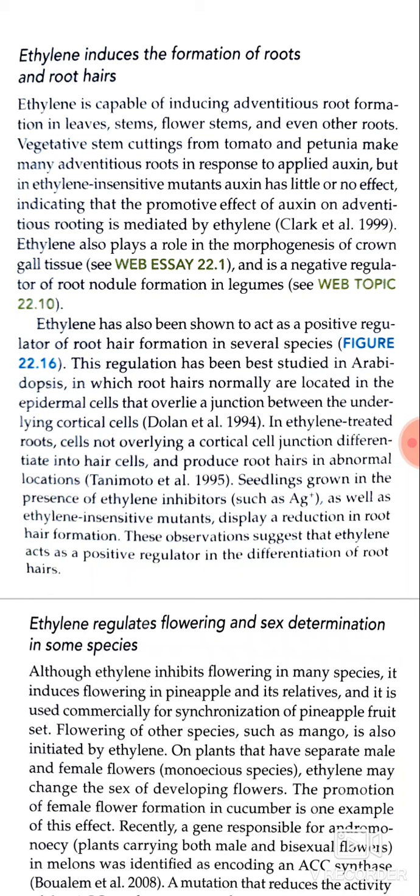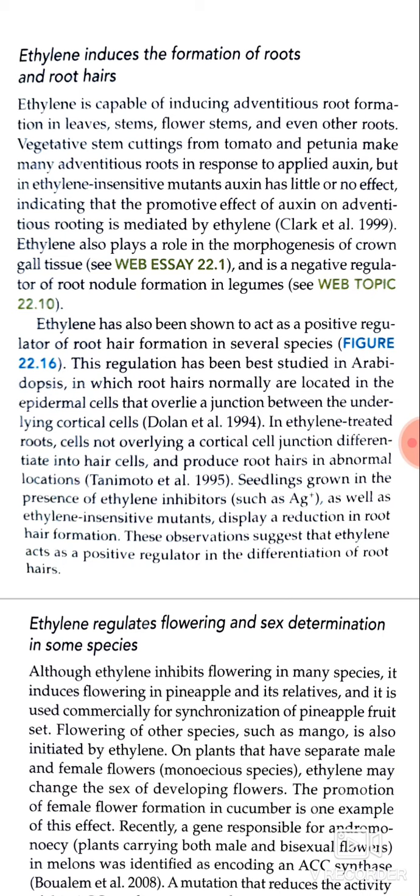Ethylene is capable of inducing adventitious root formation in leaves, stems, flower stems, and even other roots. Vegetative stem cuttings from tomato and petunia make many adventitious roots in response to applied auxin. But in ethylene-insensitive mutants, auxin has little or no effect, indicating that the promotive effect of auxin on adventitious rooting is mediated by ethylene.